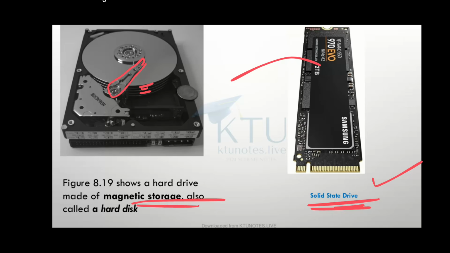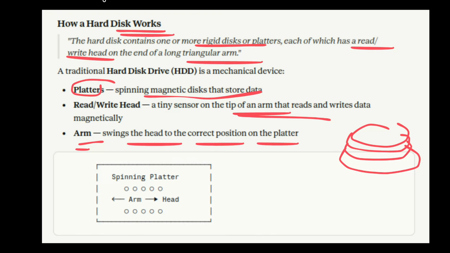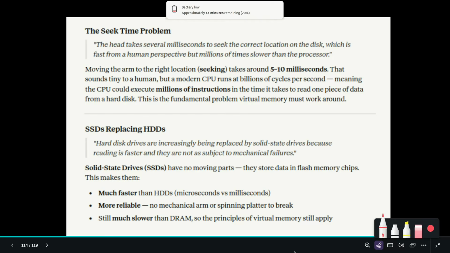So, platters are the spinning magnetic disks that actually store our data. Then we have the read or write head used to read and write magnetically. An arm helps to swing this read or write head across the platter to the correct position where you want it to be. Okay. Now let us understand the seek time.